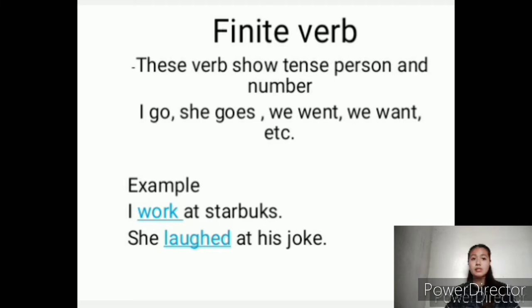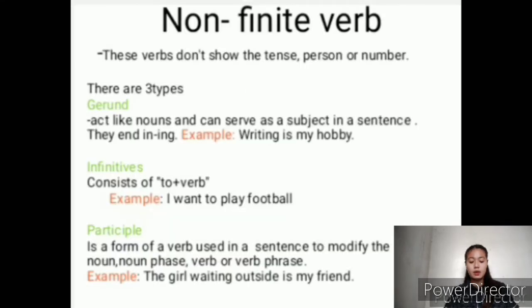Seventh, what is finite verb? These verbs show tense, person, and number. The sentences include I go, she goes, we went, we want, and etc. For example, I work at Starbucks. She laughed at his joke. It is important that the finite verb agrees with the tense and number of the sentence.